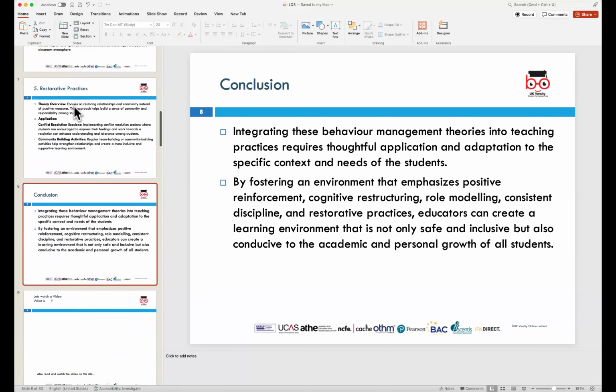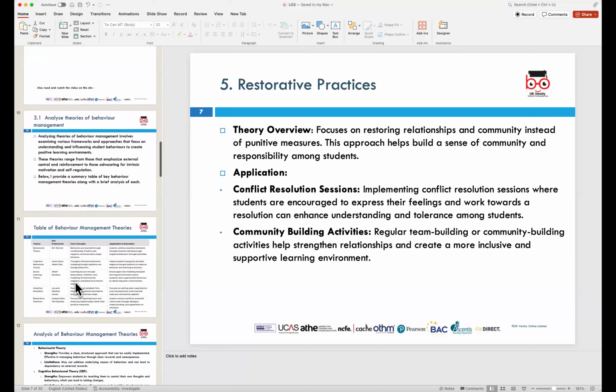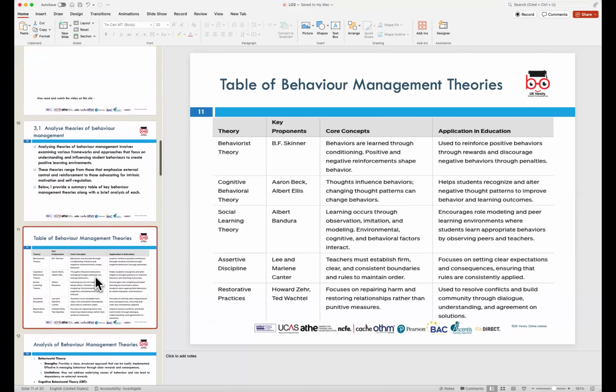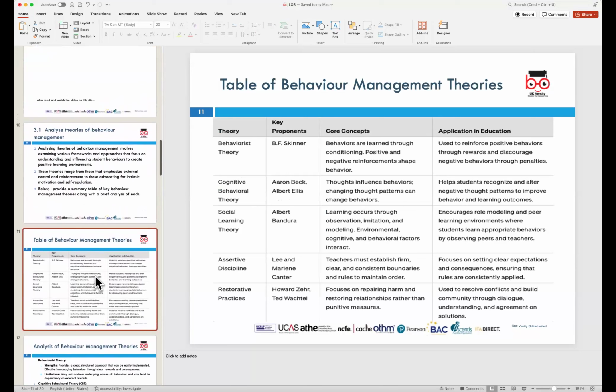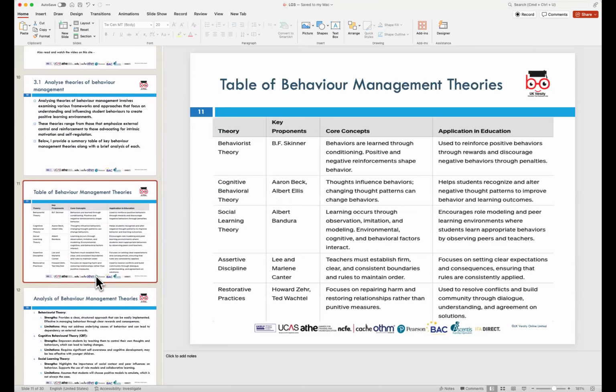Restorative practices, the last one, is primarily focused on building and restoring relationships and community instead of taking any punitive measures. That means you don't look at any sort of punishments or any sort of stick approach. What you tend to do is build a sense of community and responsibility among students. And that is what both Howard and Ted proposed, saying that focusing on the benefits of building a positive relationship rather than looking at punitive measures or punishments would elicit a better behavior from your students or learners.